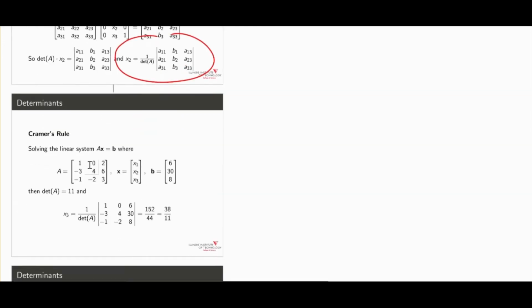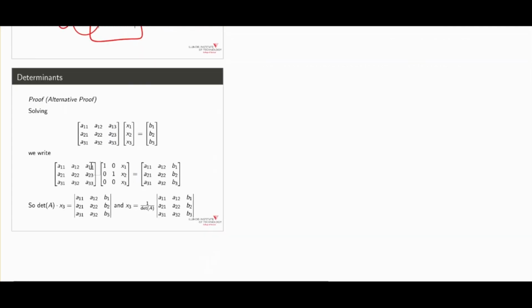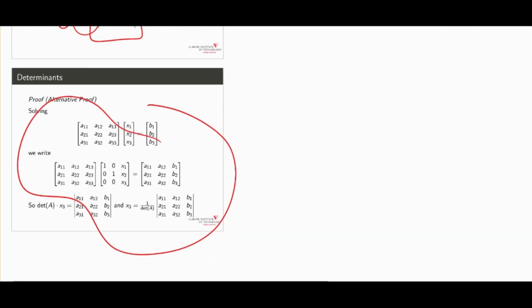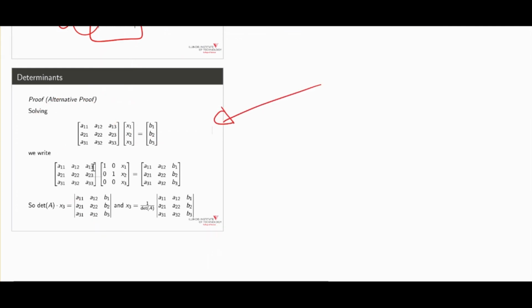And now you will see, obviously, x3 is 1 over the determinant of A multiplied by this. You can see that this column here has been replaced by this. And again, the proof is also very similar. I shouldn't have mentioned it. You should be able to see why this is true now. So that's called Cramer's rule.